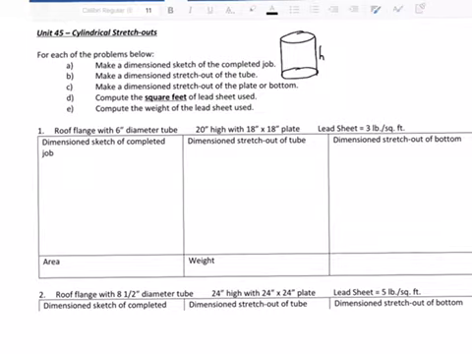Okay, let's review a couple more parts. The radius goes from the center of a circle to an edge. That is your radius. The diameter is two radiuses put together. So if I go from the center of the circle all the way across, that is the diameter. Now, there are two things that are going to be important to us: the circumference of a circle and the area of the circle.